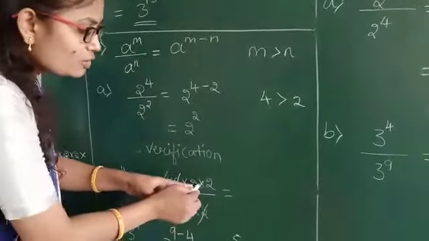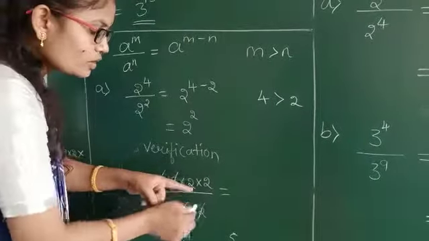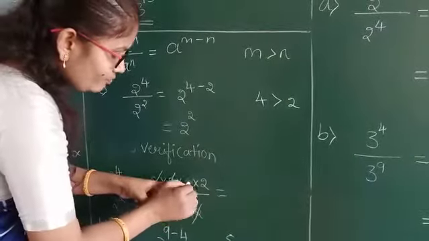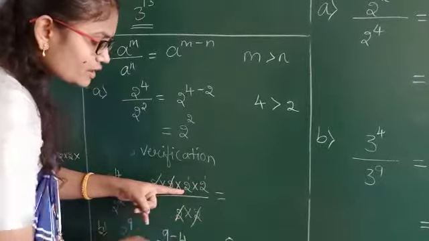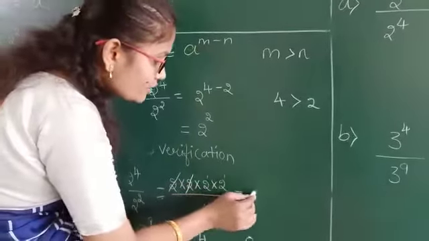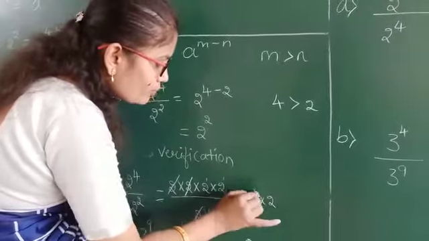What is left here? 2 into 2 is left. 2 into 2 left means how much? Same. Here, nothing means power is 1. Nothing means power is 1. Now here, what is left? 2 into 2, power is 1.